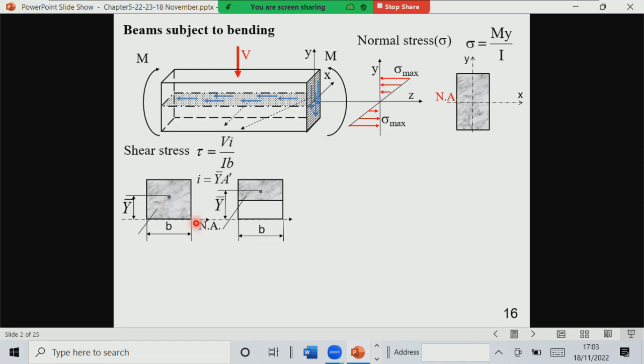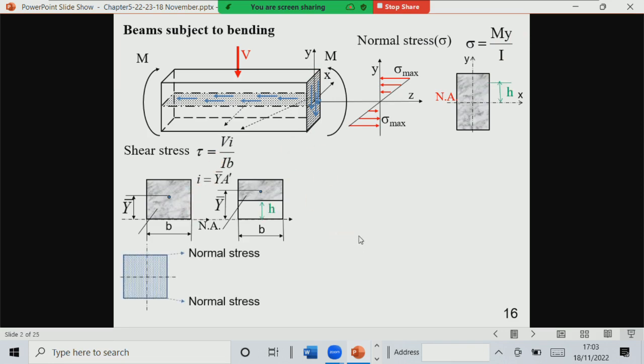You can see that this part of this section has the highest first moment of area with respect to the neutral axis. Therefore, the maximum shear stress occurs on the neutral plane or neutral axis of the beam. The maximum normal stress occurs when y is maximum. It means the maximum normal stresses occur on the top and bottom layers of the beam. I repeat, the maximum shear stress, or maximum flexural shear stress, occurs on the neutral plane.